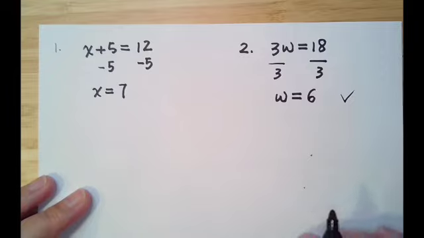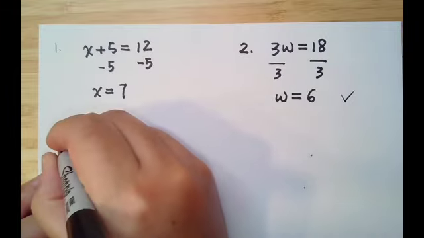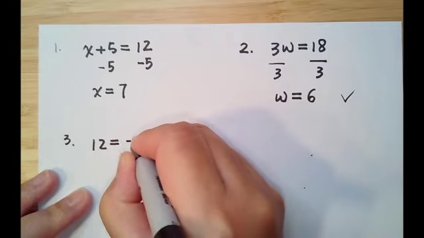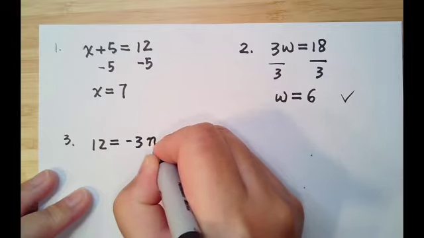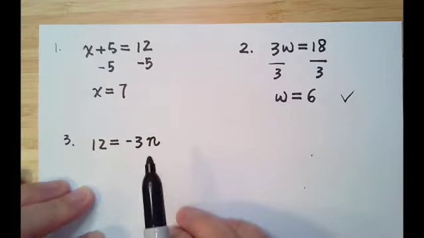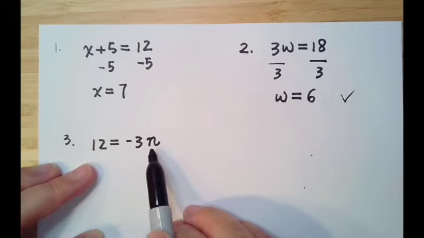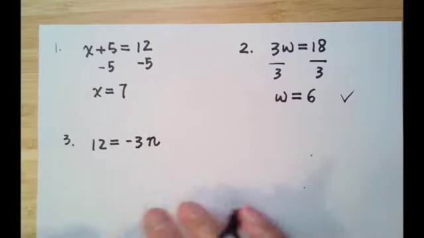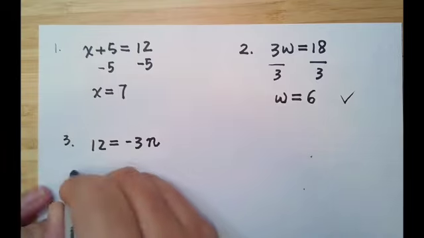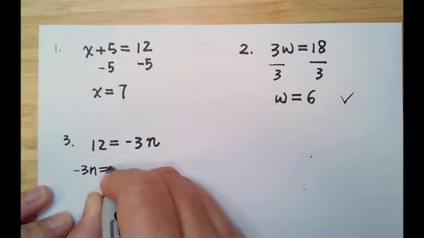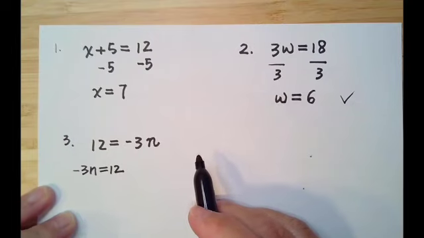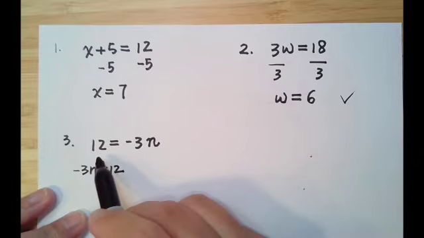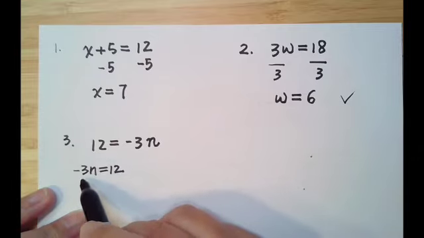Okay, so let's work on the third one. 12 equals negative 3n. This one is a little different because the letter is on the right side. It doesn't really matter. If you like, you can switch the left and the right. You can do negative 3n equals 12. If you don't, that's totally fine, because at the end, you're going to switch that back. But anyway, let me just switch that. And then we have negative 3n equals 12.